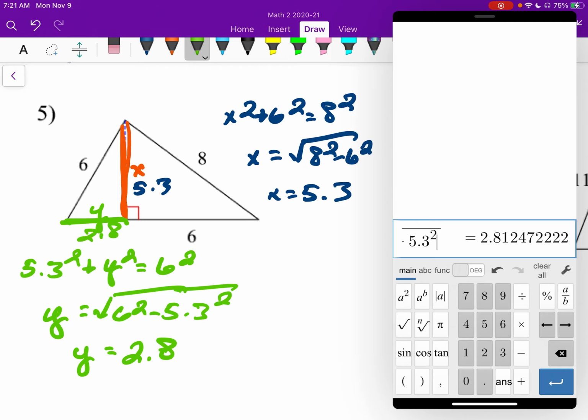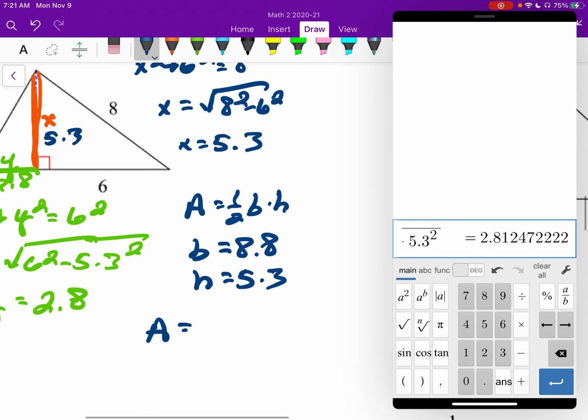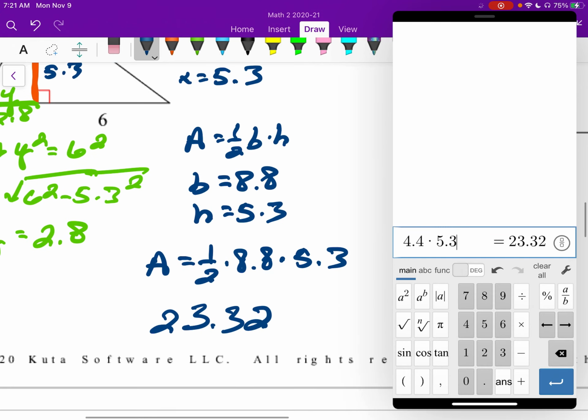So my whole base, we'll say area equals 1/2 base times height. The whole base is going to be 8.8. My height is 5.3. So I can say, well, area is 1/2 times 8.8 times 5.3. So whenever I type that in, 23.32, which gives me just plain old 23.3.